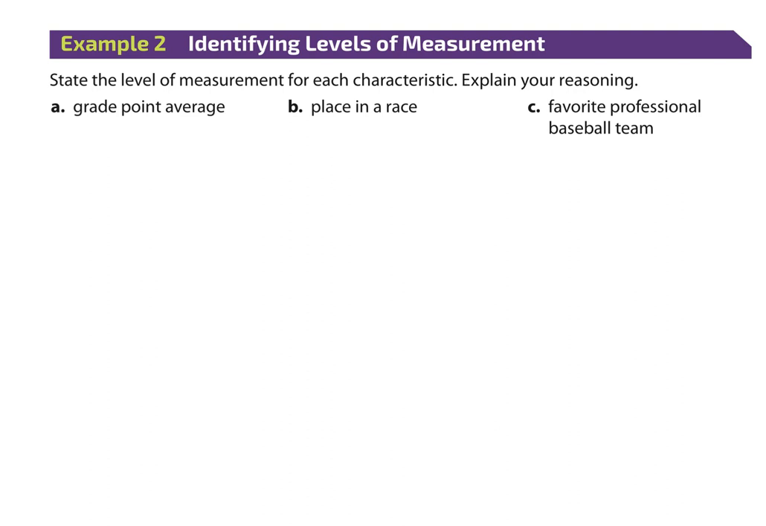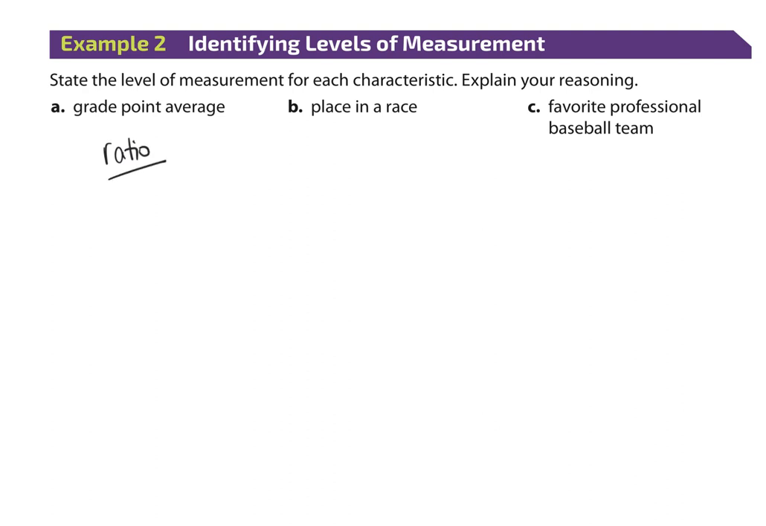State the level of measurement for each characteristic. Explain your reasoning. So we have a grade point average. Does this have a bottom? Yes. All right, grade point average. So do we have a starting point, a bottom? Yes, we do. So what do you think this one's going to be? So this one is going to be ratio. We start at a specific point.